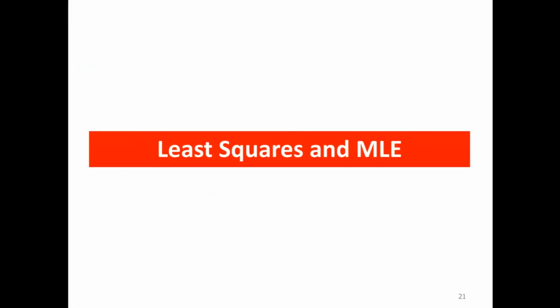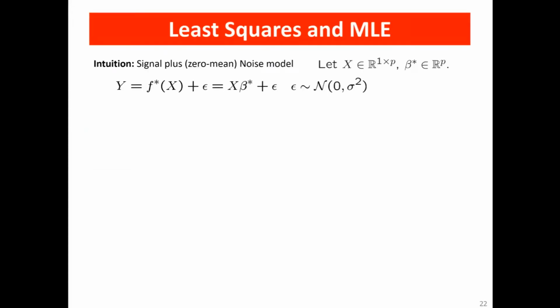In the next few slides, we will investigate the relationship between least squares linear regression and maximum likelihood estimation. The intuition is that we can also think of linear regression as a generative model where y outputs are generated as some prediction function f star of x plus a noise vector epsilon.